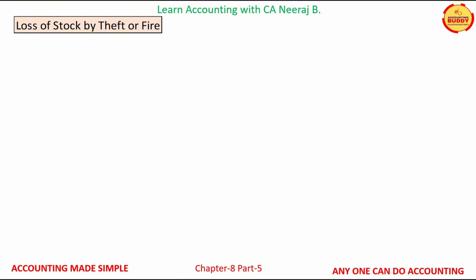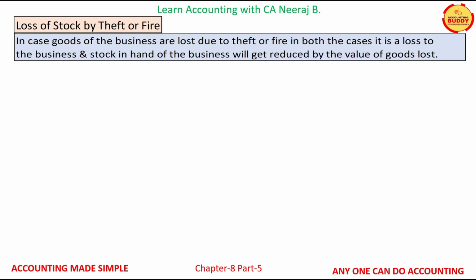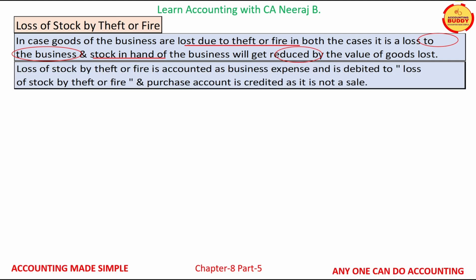Let us now understand the loss of stock by theft or fire and related journal entries. In case the goods of the business are lost due to theft or fire, in both the cases it is a loss to the business and the stock in hand of the business will get reduced by the value of the goods lost. Loss of stock by theft or fire is accounted as business expense and it is debited to loss of stock by theft or fire account and purchase account is credited as it is not a sale.